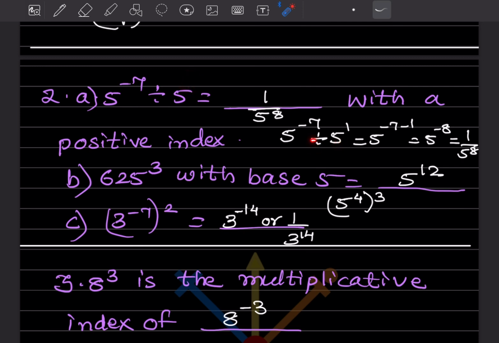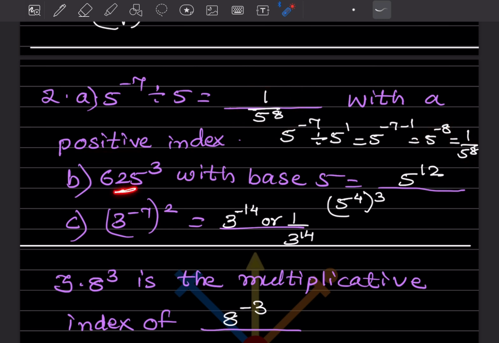So now the rule is a raised to m divided by a raised to n is a raised to m minus n. So this will be minus 7 minus 1. Here you are going to add: minus 7 minus 1 means that is going to be minus 8. Now we want a positive index. So what will you do? To make it positive, you have to write 1 by 5 raised to 8. So 1 by 5 raised to 8 is the answer.